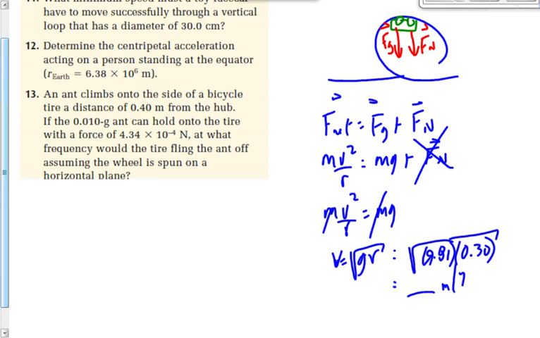You're right, that's the diameter. So what do we got to do with that then, Austin? Good, cut it in half. So it's going to be 0.15 meters. Thank you. Good.